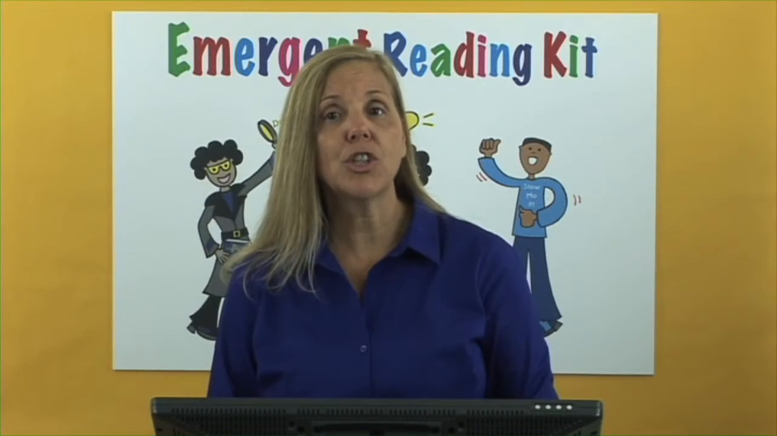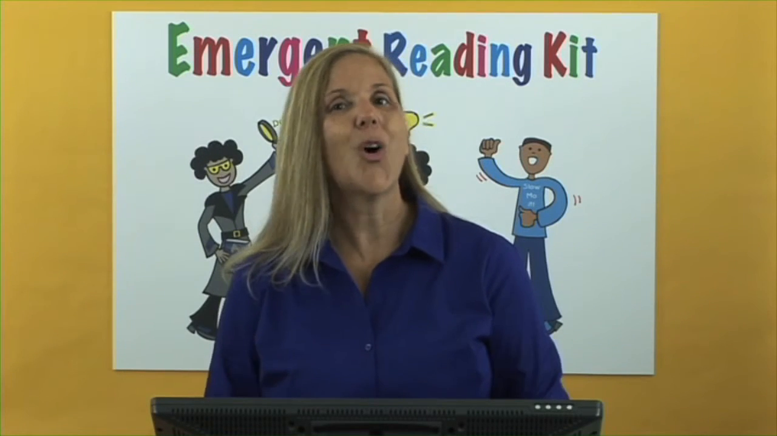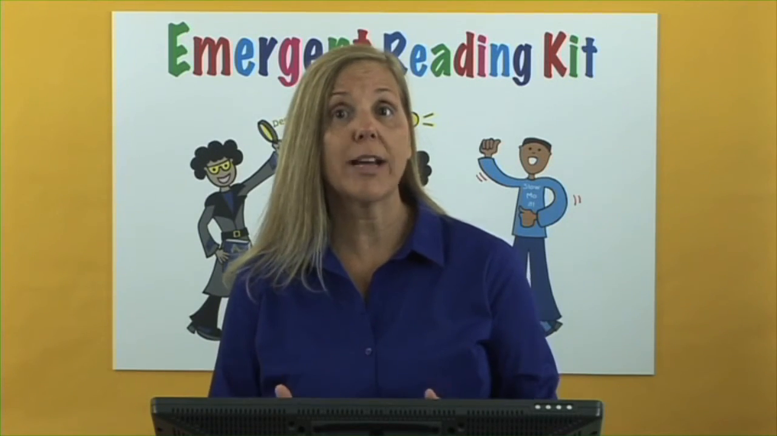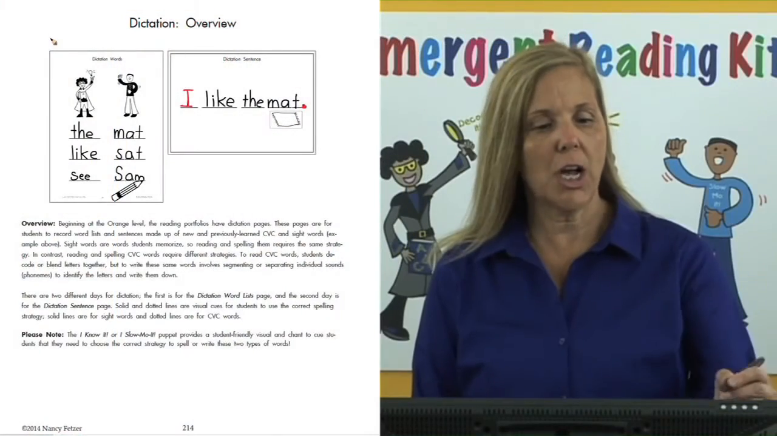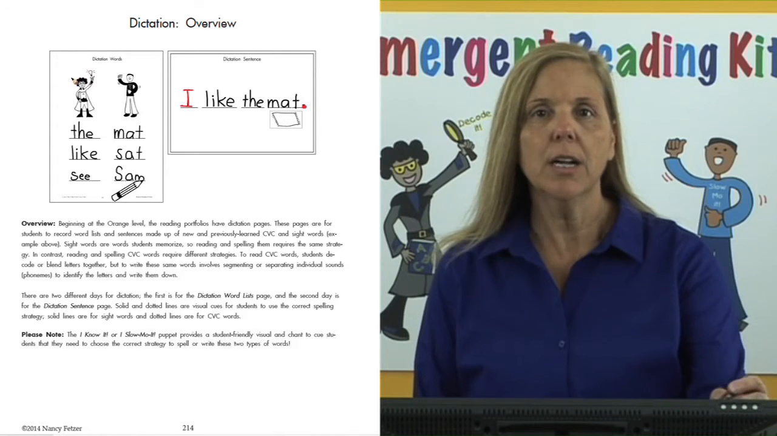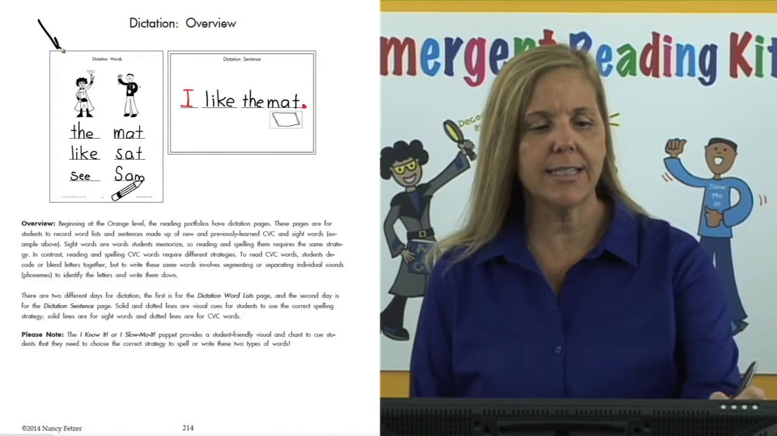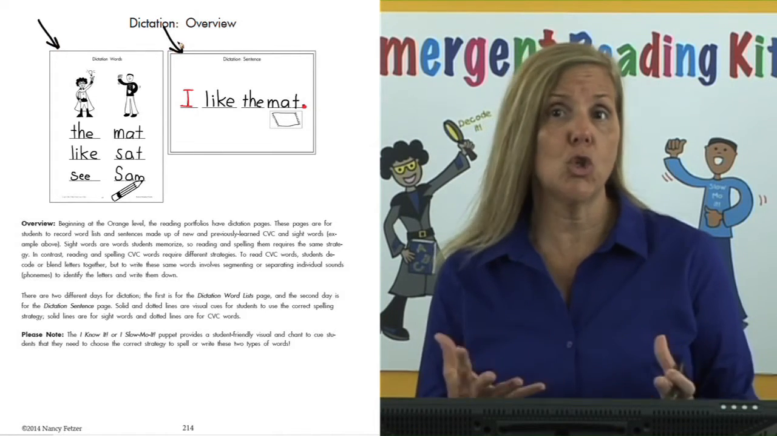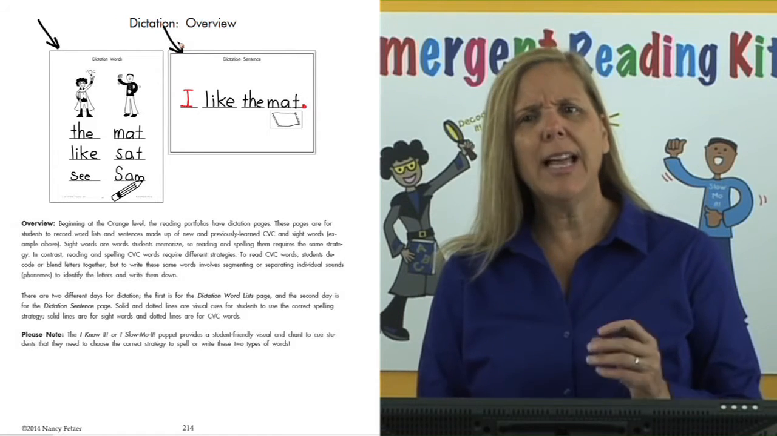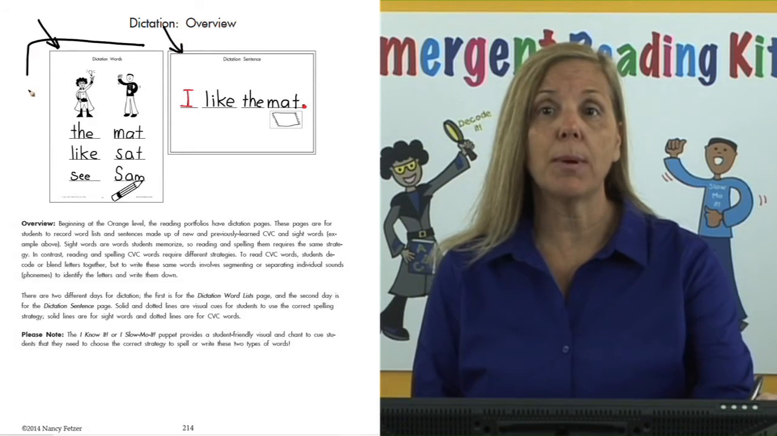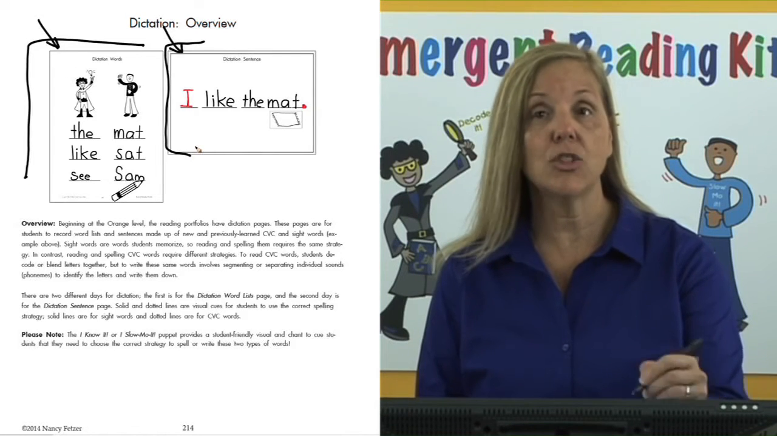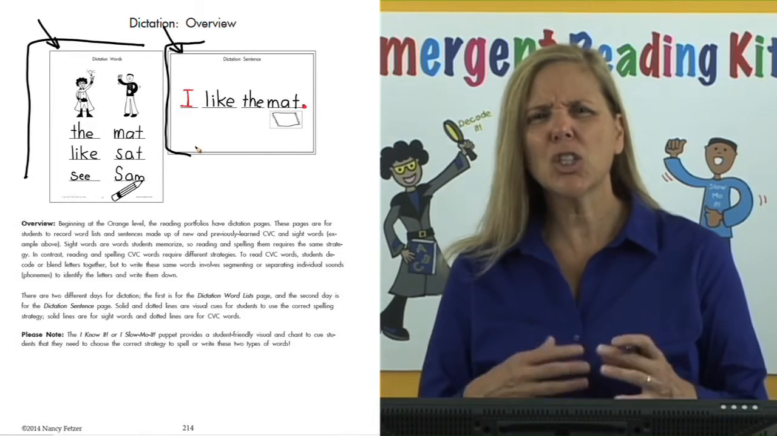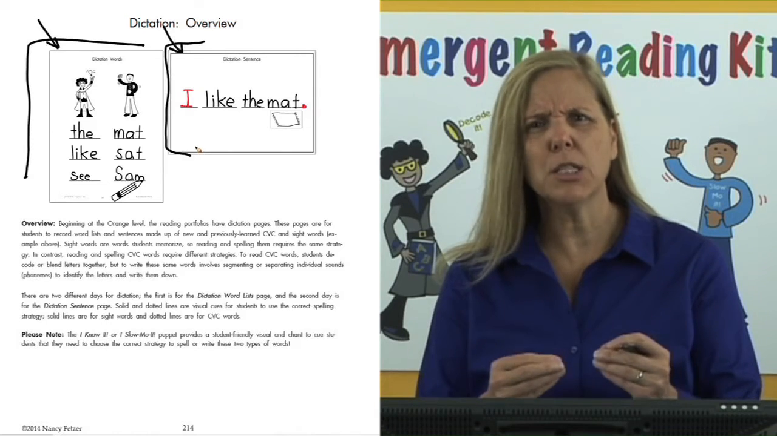Let's now go through the chapter so that we can see all the different dictation activities and the directions in order for you to teach them to the students. Notice at the top of page 214, there are 2 completed dictation pages from a student's portfolio. The left page is the dictation page at the word level, while the right page is the dictation page at the sentence level. Let's look at the layout of both of these pages.